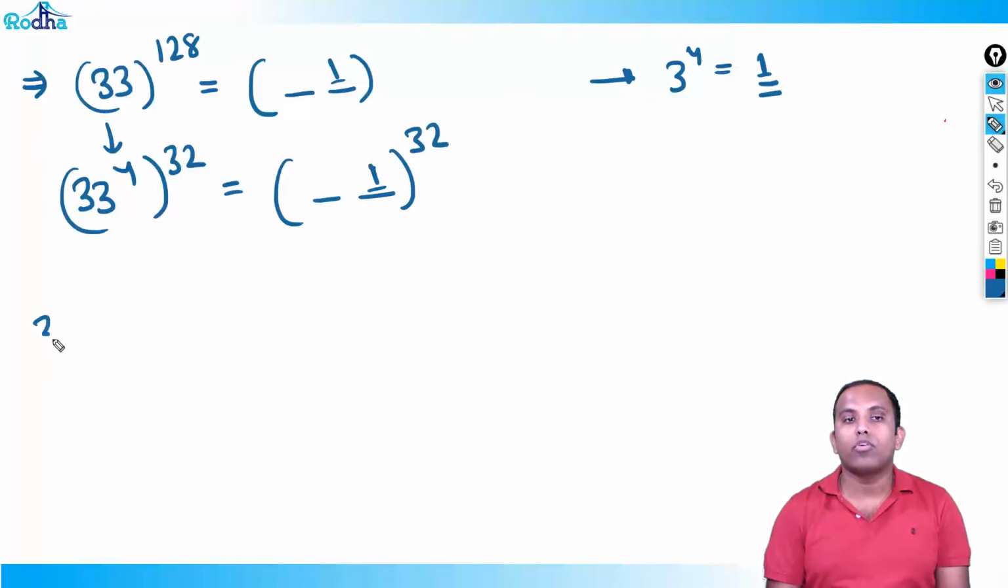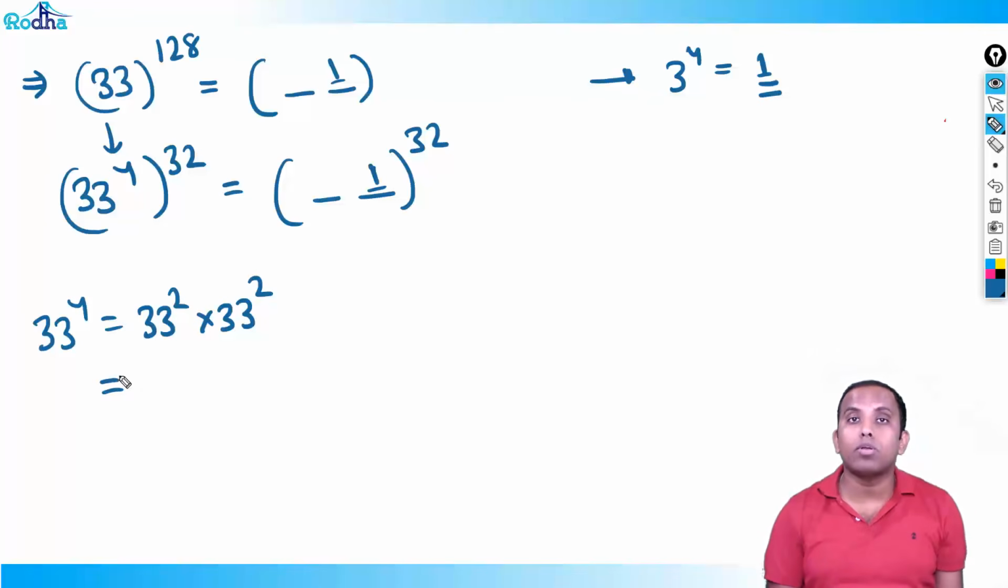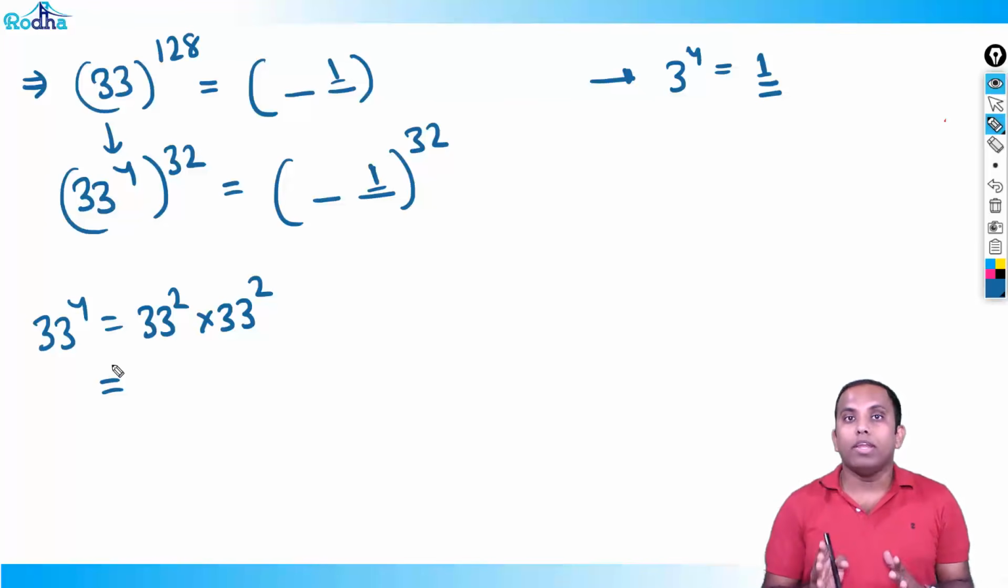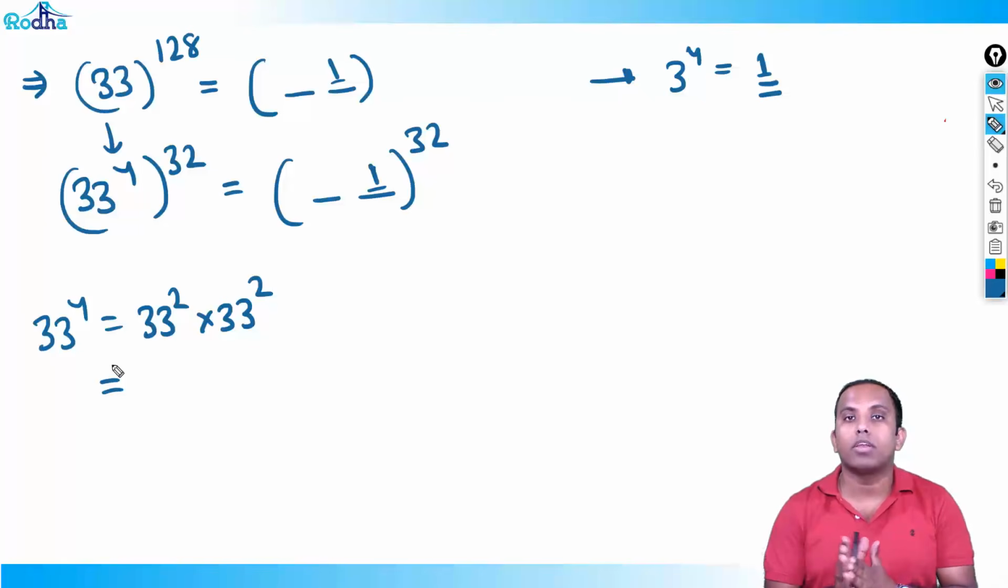Now what is 33 raised to 4? It can be written as 33 square into 33 square. What is the last two digits of 33 square? It is the same as 17 square. Why 17 square? Because the difference from 50 is 17. I hope you are getting it. If you are not getting it, please watch the video on squaring and its application in last two digits. It's a separate video just previous to this.